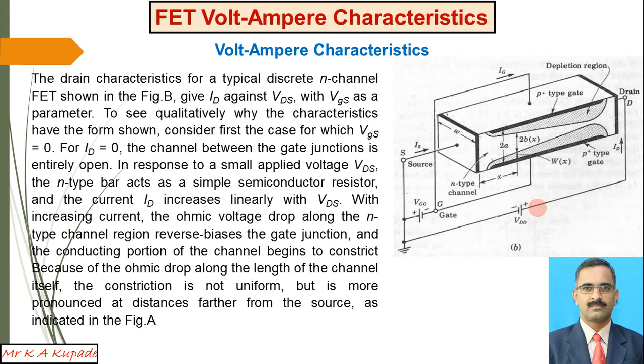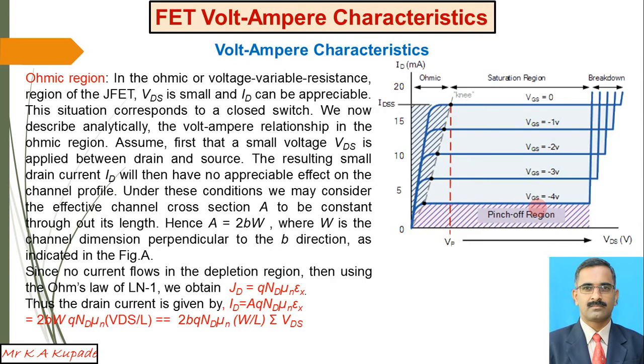Why? Because of the resistance considered in the channel and due to the VDS voltage, the voltage drop in the channel at the drain end is larger due to the resistance of the bar. Due to that there is a more reverse bias condition near the junction at the gate terminal toward the drain.